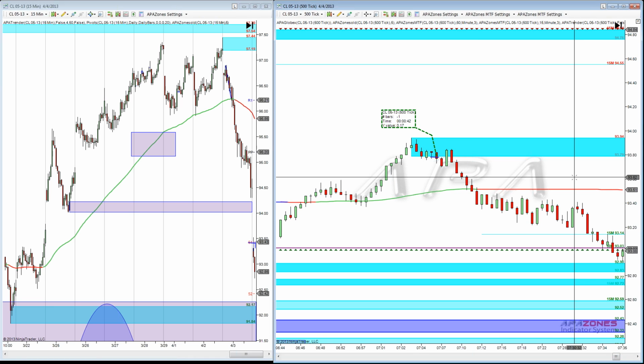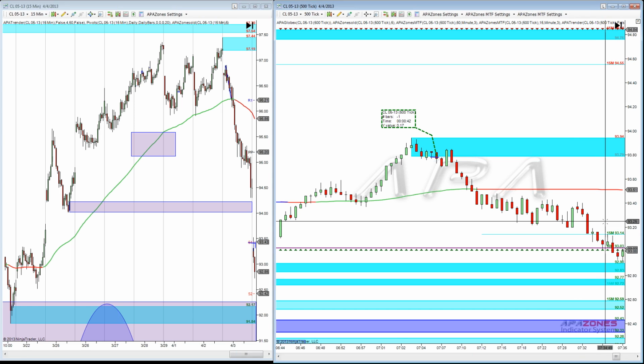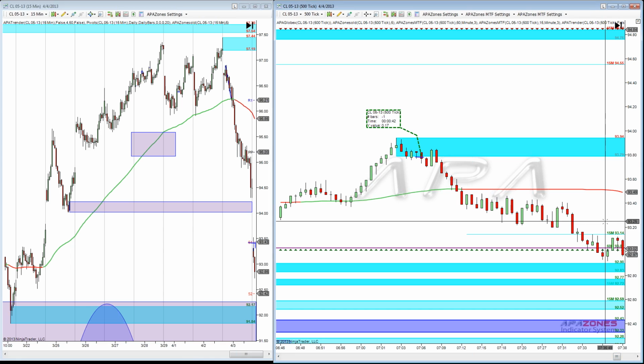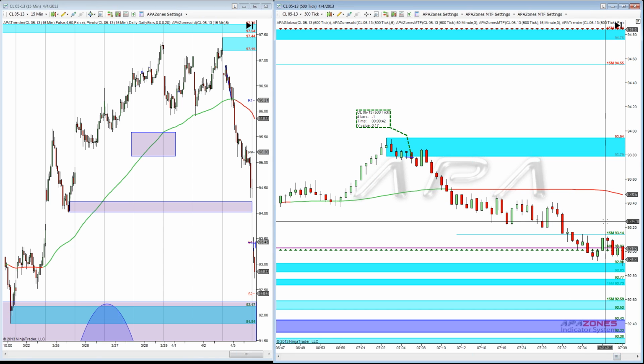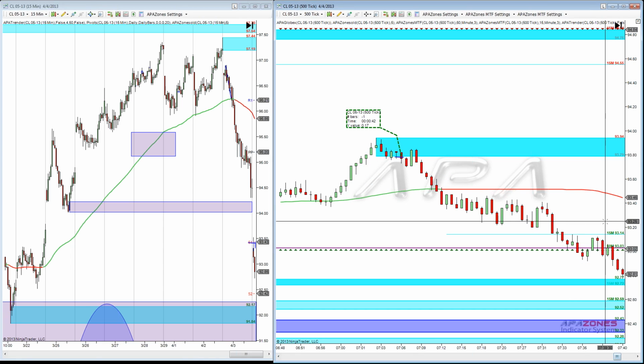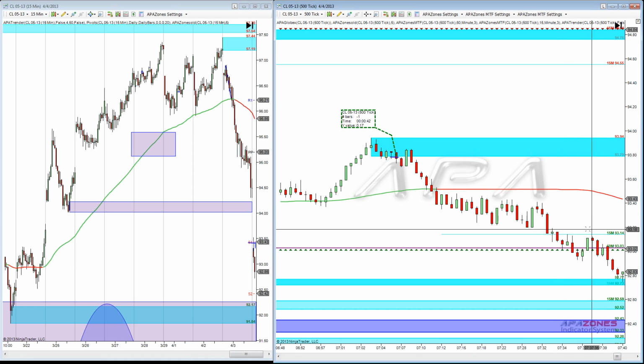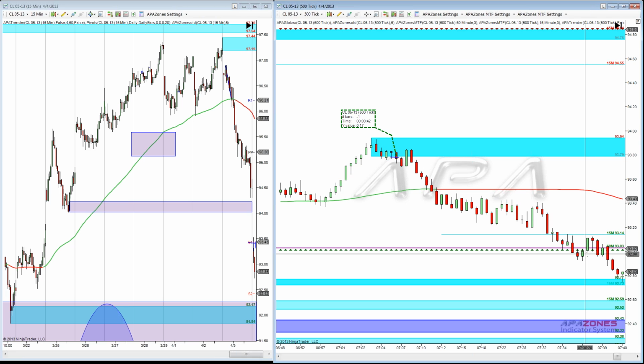Okay, now we're coming into another zone. Let's look at our time of day. So we are right around the 7:30 time. Let's see if we get a little pop. And back down. There we go. And as you can see, 7:30 is kind of a little pop in things.